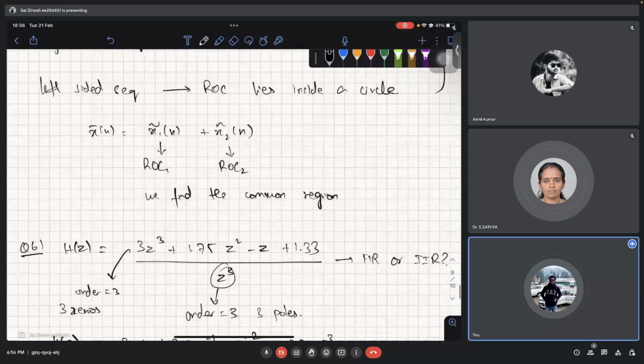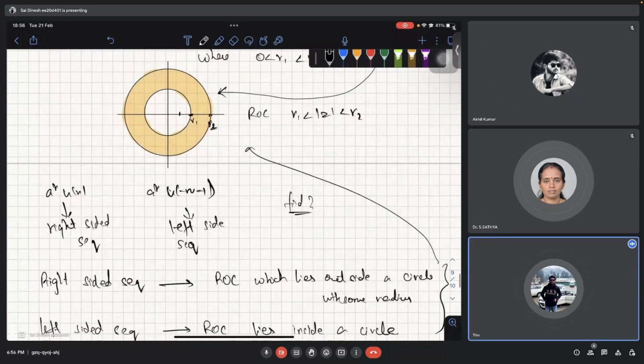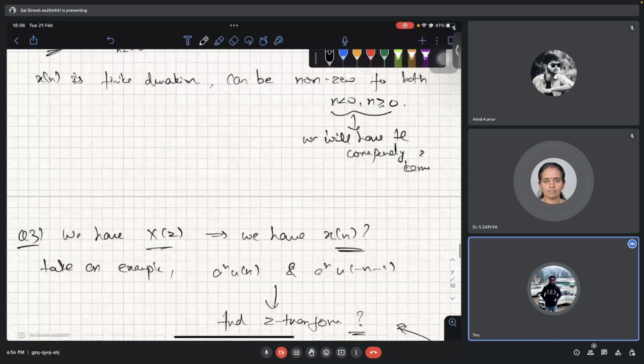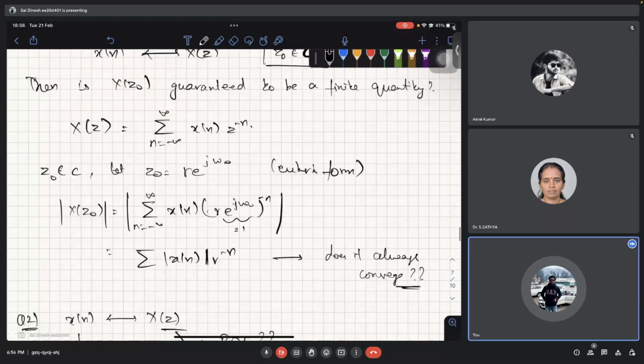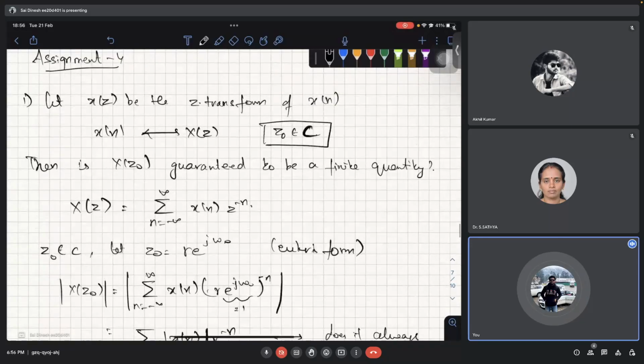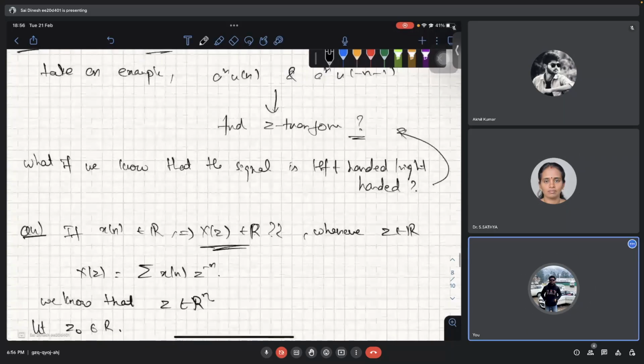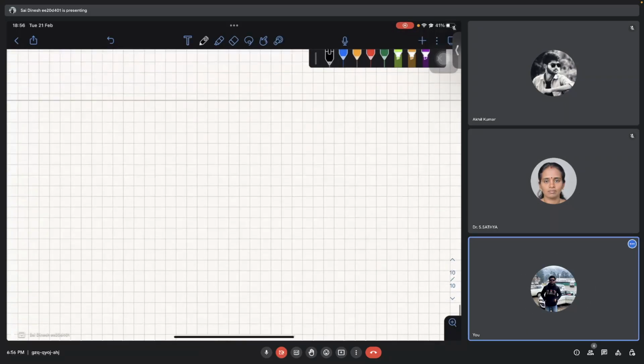So any problem in the previous questions? The double-sidedness, real parts, third, second, first questions, or any concept doubts that you have regarding Z transform? Anything? No, sir. You can continue, sir. No problem. Okay.